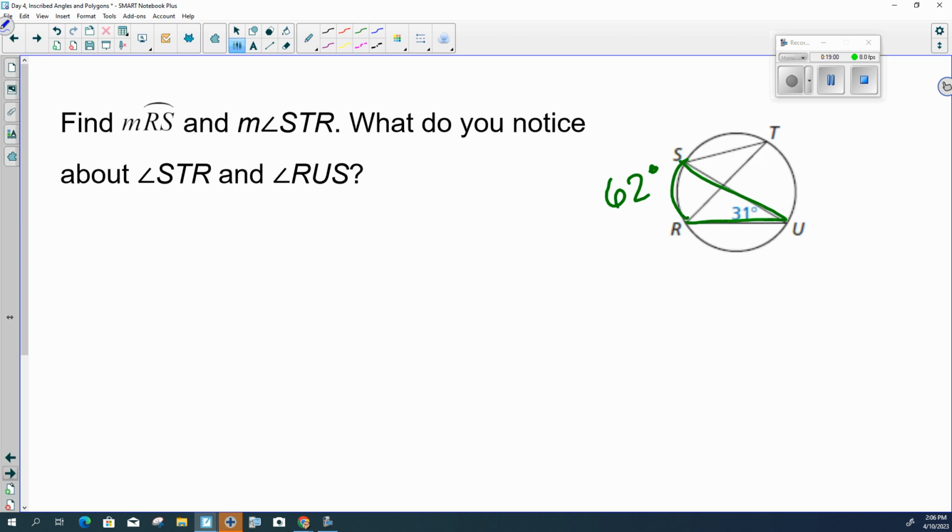Okay, now they want us to find STR. They want us to find this angle. You got it? What do you think it is, Tristan? How did you know it was 31? So if you follow it out, it has the same endpoints as angle U. So I can use the same idea. It's half the measure of its intercepted arc, 31 degrees. Did you guys notice that they share these same endpoints? Okay, that's actually our next theorem.